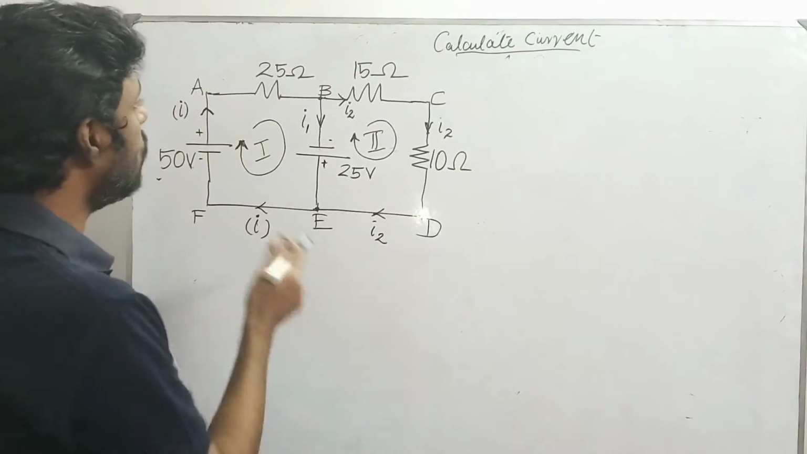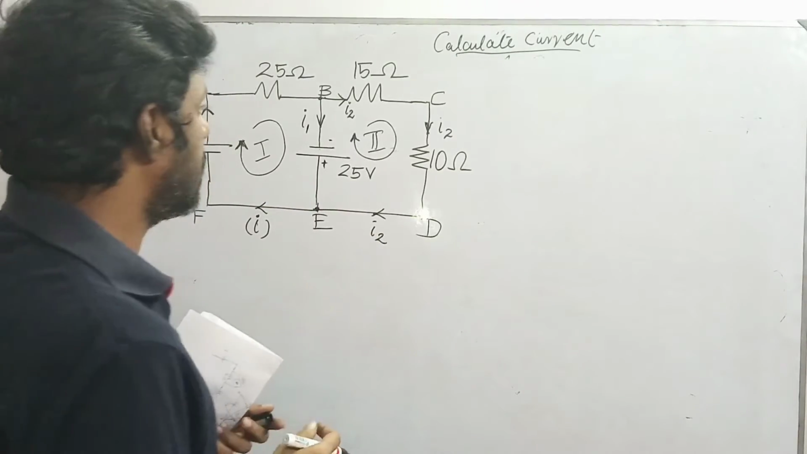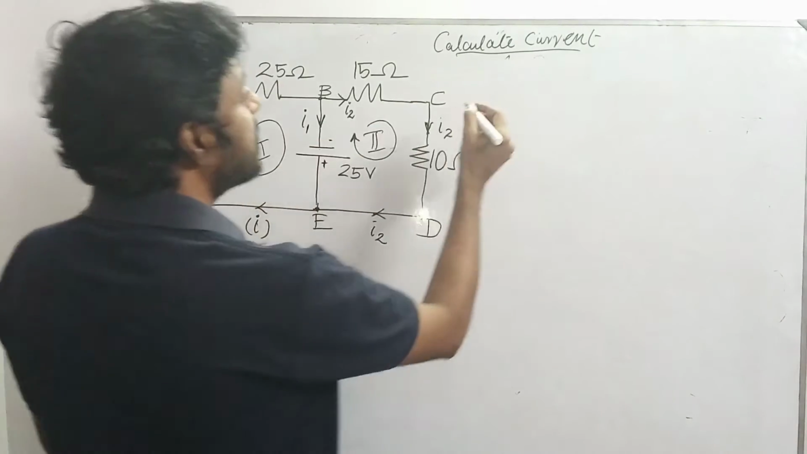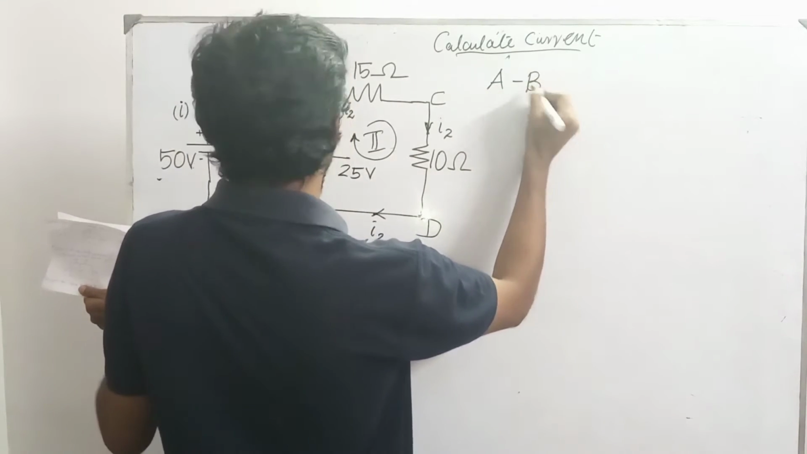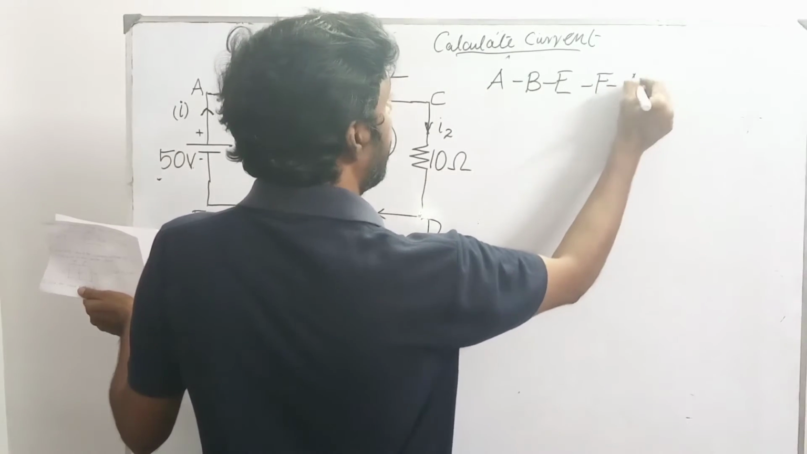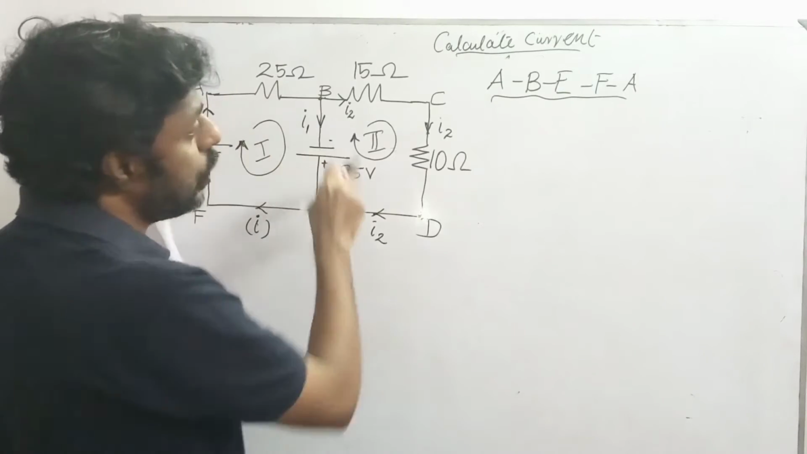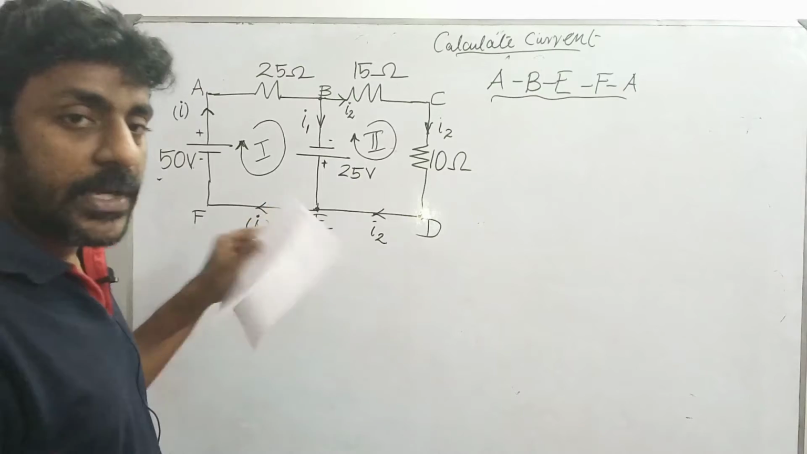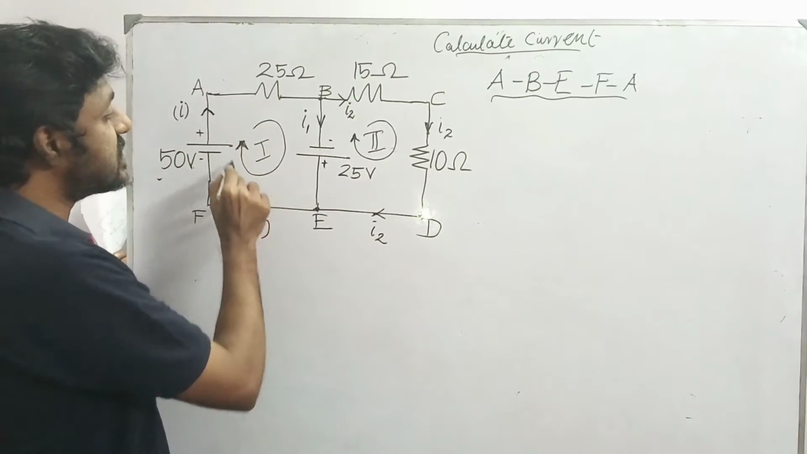So before starting, you need to apply Kirchhoff's voltage law, right? So let's start with this one. Let us consider the loop A, B, E, F, A. This is the closed loop. In this loop you are going to apply Kirchhoff's voltage law. My direction of travel is in the clockwise direction.